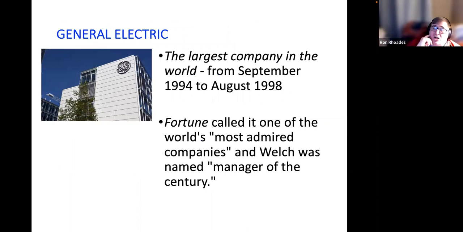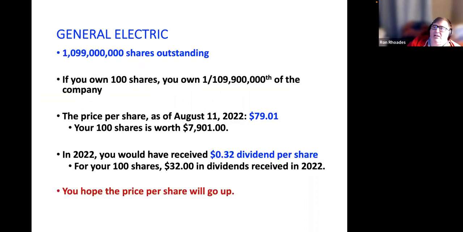General Electric was the largest company in the world for much of the 1990s. It was also one of the most admired companies. And Jack Welch, who was basically the CEO until late 1998, was called the manager of the century. General Electric now has over 1 billion shares outstanding. If you own 100 shares, you own 1 divided by 109 million shares outstanding.